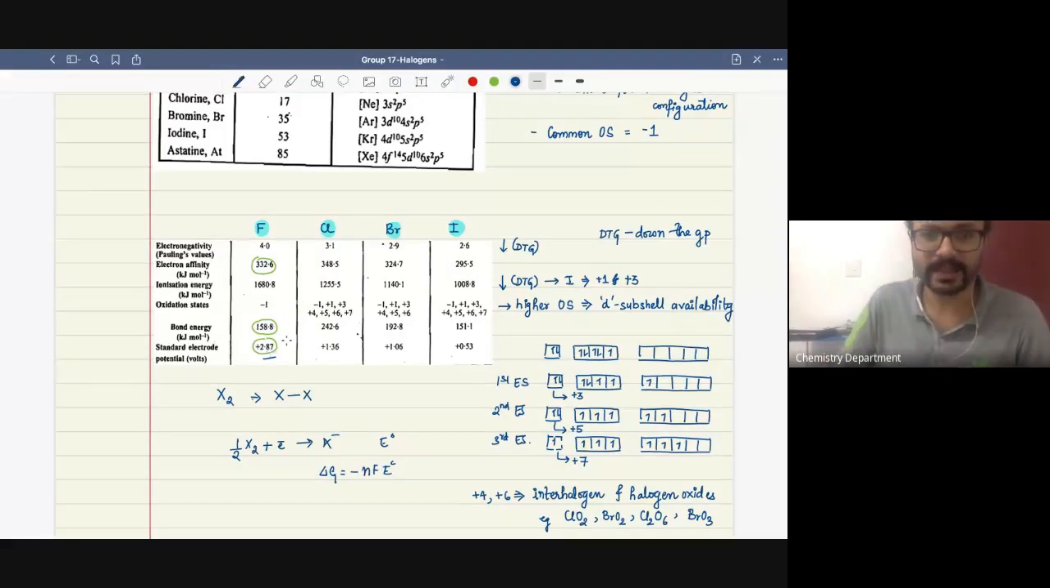So here we talked about two different anomalies. One was regarding the bond energy: we see an abnormal decrease in the bond energy of fluorine. Then, coming to the standard reduction potential, we find that the oxidizing power of fluorine is higher, though we expect chlorine to be higher because the electron affinity value is higher for chlorine. Why that is so is what we are going to discuss in the next slide.